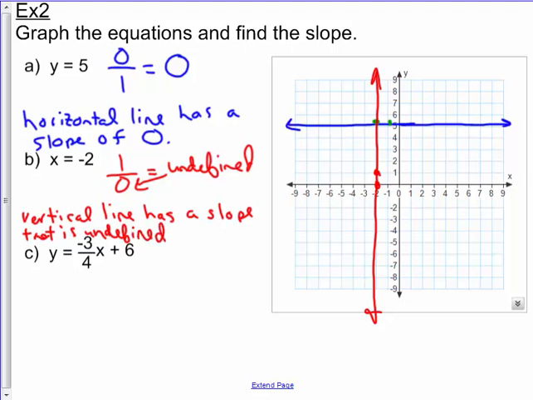For C, I'm going to pick 2 points. So I picked 0, 6 and 4, 3. I plugged in 0, got 6, plugged in 4, and got 3. So I plot those points. 0, 6, that's my y-intercept, and 4, 3 is there. So I'm going to find the slope.